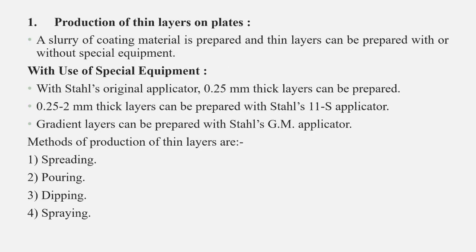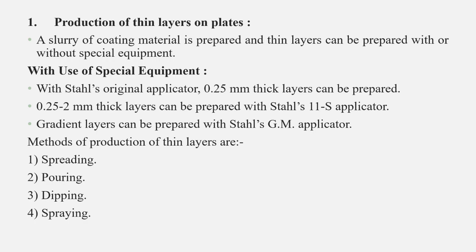Production of thin layer on plates. First we have to make a slurry of the coating material. Coating material is prepared, and thin layers can be prepared with or without special equipment. With special equipment, for example Stahl's original applicator, 0.25 mm thick layers can be prepared. 0.25 to 2 mm thick layers can be prepared with Stahl's 11S applicator. Gradient layers can be prepared with Stahl's GM applicator.